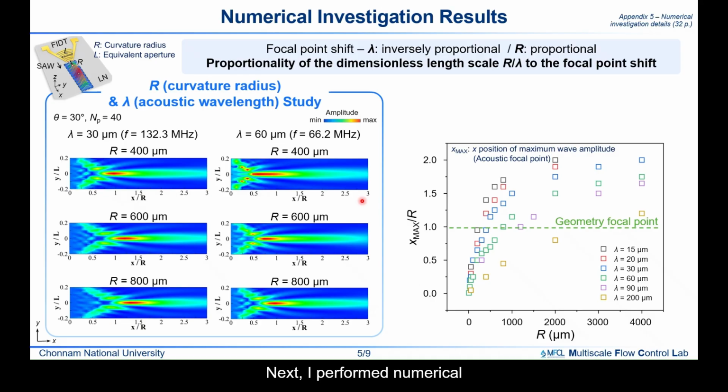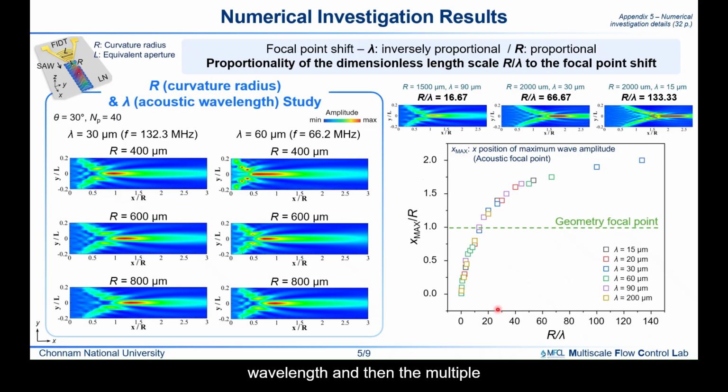Next, I performed numerical investigations by varying the curvature radius and acoustic wavelength. The results are summarized in the graph on the right. As you can see, the amount of actual focal point shift is proportional to the curvature radius and inversely proportional to the wavelength. So I divided the curvature radius on the horizontal axis by the wavelength, and then the multiple lines merged into a single curve. Based on this result, I assume that the actual focal point position is affected by these 2 design parameters.